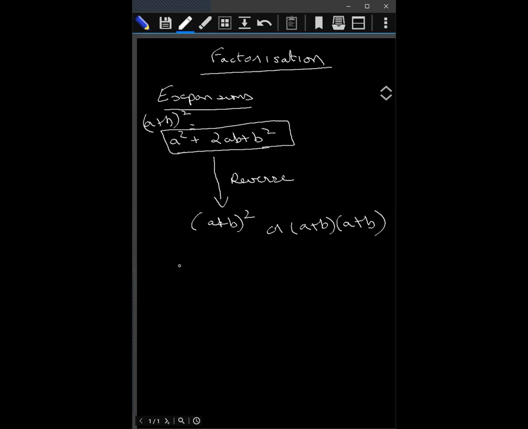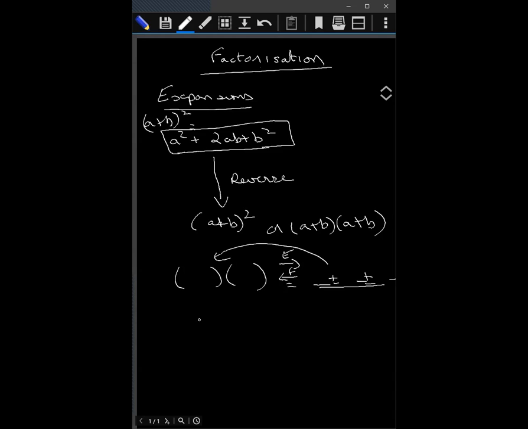Expansion was all about expanding the brackets. If we had two brackets or more, we used to expand it in the format of plus, minus, and the terms used to be there, right? This was expansion. Factorization is the exact reverse process. So from here, we will reach here. Is that clear?